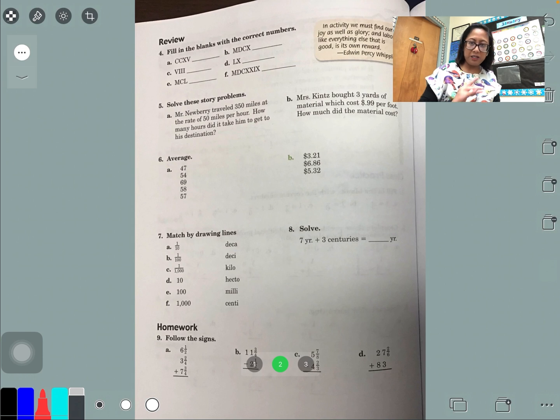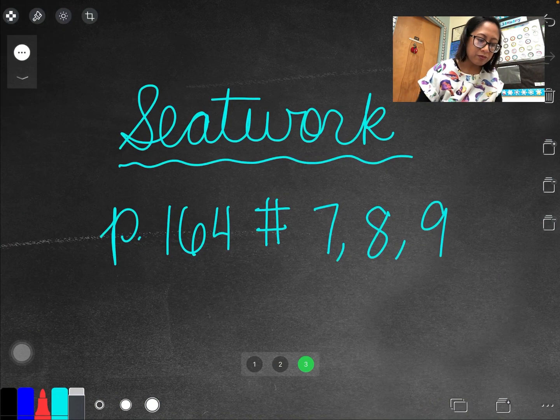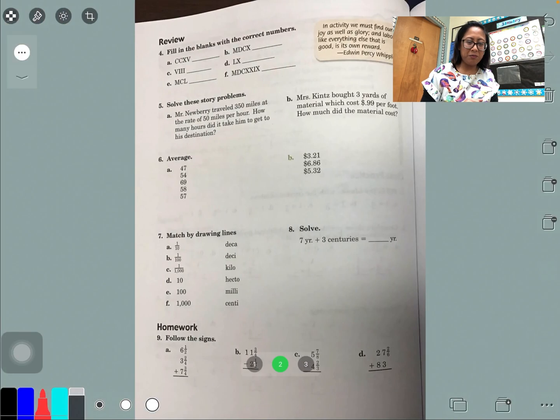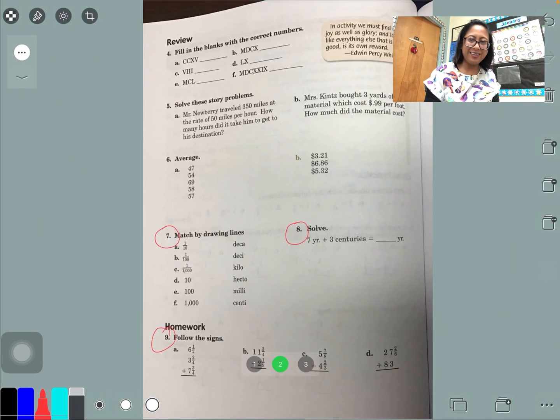You have seat work, but it's not a lot. Partly because I want you to focus on studying for language and science and history and spelling, because we have all these tests and assessments on Thursday and Friday. So here's your seat work. Number 7, 8, and 9. Just 3 problems.